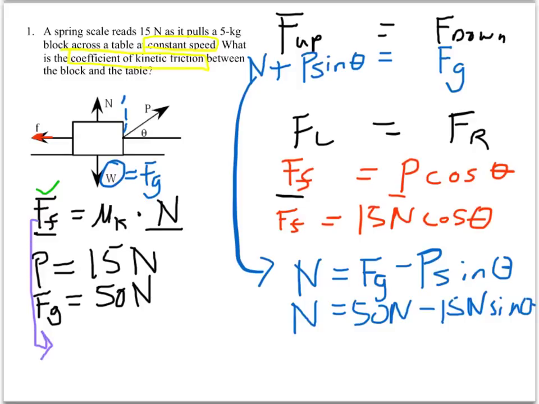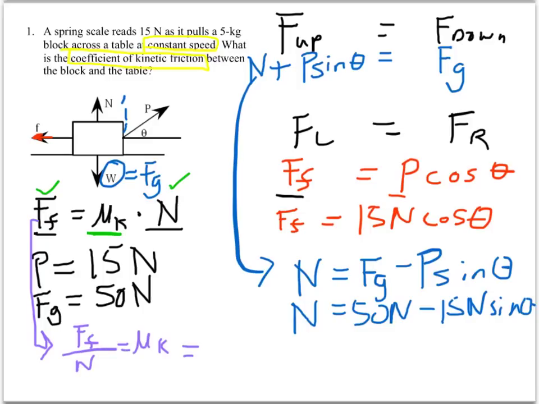So I have found F_f, and I have found the normal force. We're looking for mu k. So let's go ahead and solve that equation for mu k. I'll divide normal force on both sides, and I'll get F over normal equals mu k.